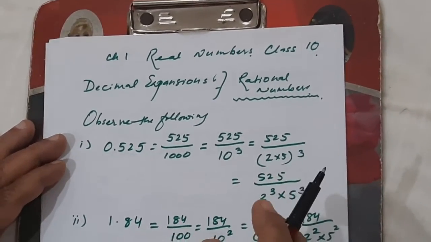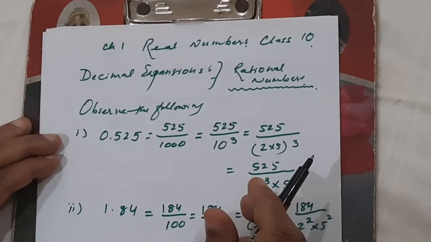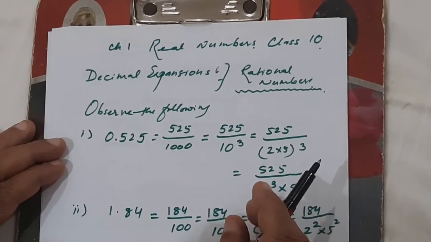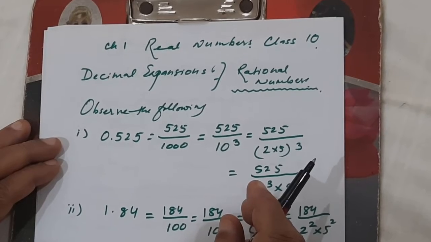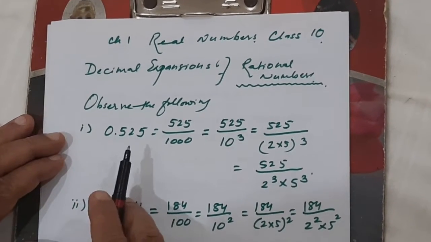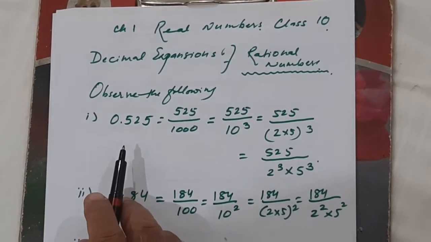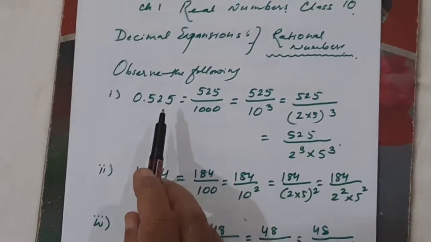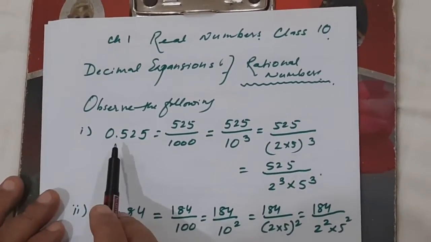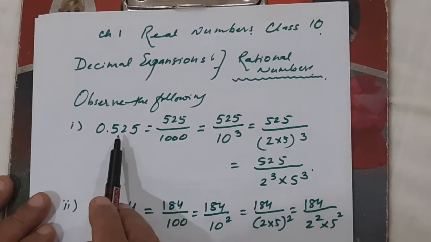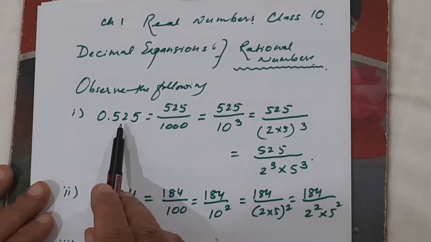Today we are going to see decimal expansion of rational numbers. Now first let us take the examples and let us understand the concept. Now observe the following. 0.525, this is a terminating decimal.